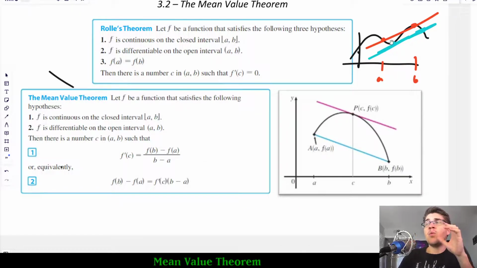So what I want to say is, well, why? Because, again, you can look up the mean value theorem proof. The mathematical proof exists. I don't want to get into that in this video.